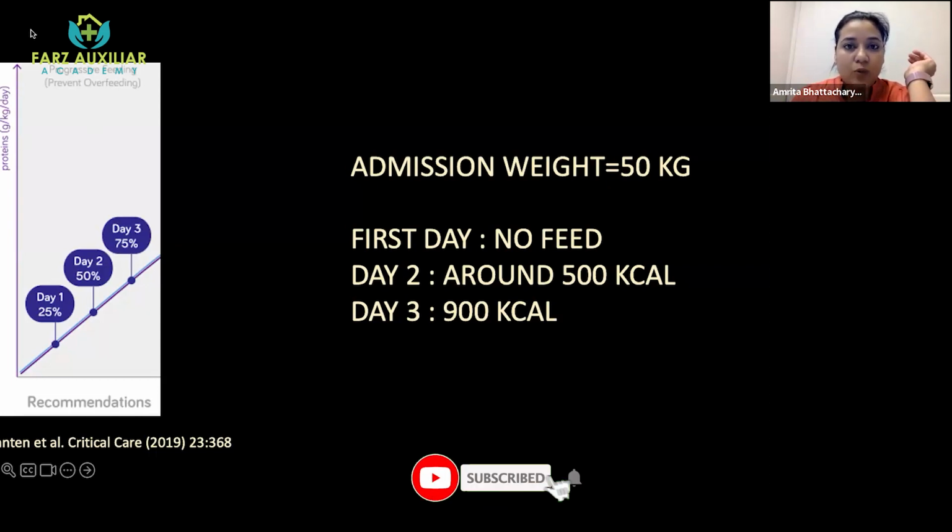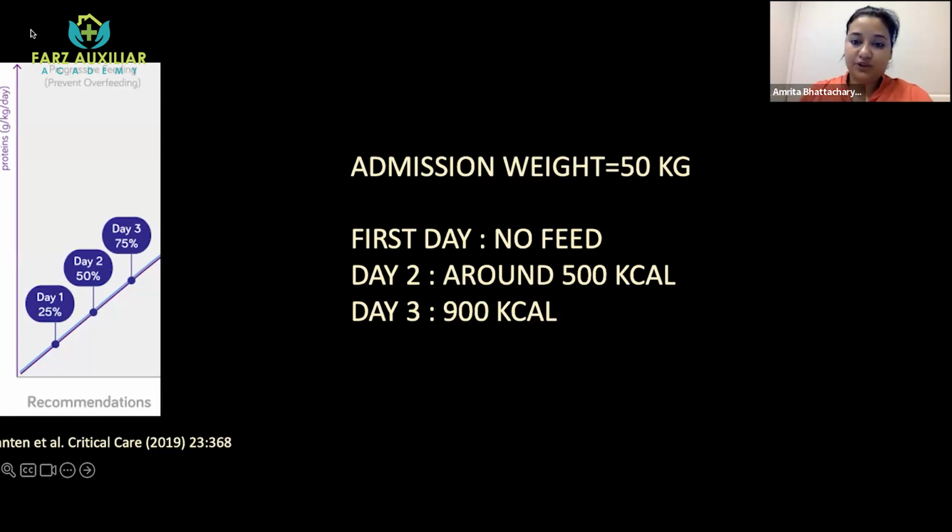So now, till now, what have we understood? We have understood how the normal physiology is, what happens during starvation, how many calories you're supposed to give, and what are the consequences of overfeeding and underfeeding. We have also considered our particular patient who we have classified on the basis of the NUTRIC score to have a high nutritional risk, and we are now trying to decide how much we want to feed this patient.